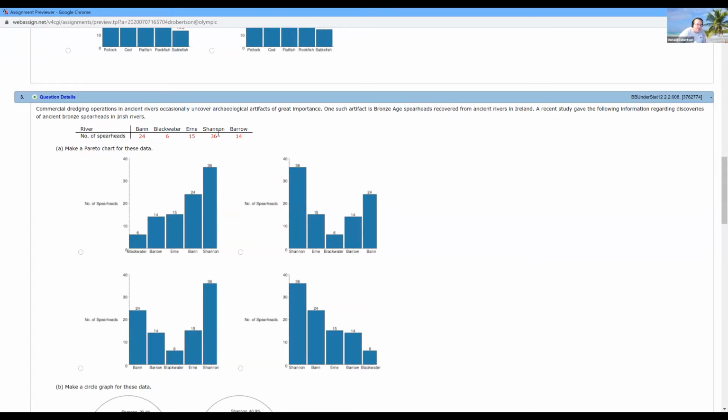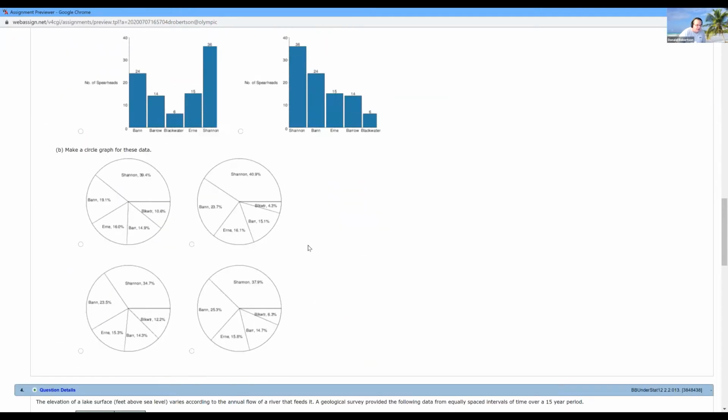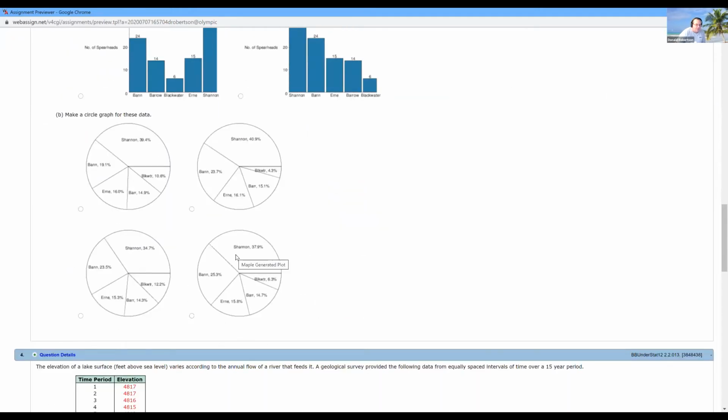So back to Shannon, 36. If I add that, that's 30, 66, 76, 80, that's 95. So the total number is 95. Shannon is 36. You find out what that is as a percentage. It's 37.9%. And so I look for 37.9%, and that makes it that one.